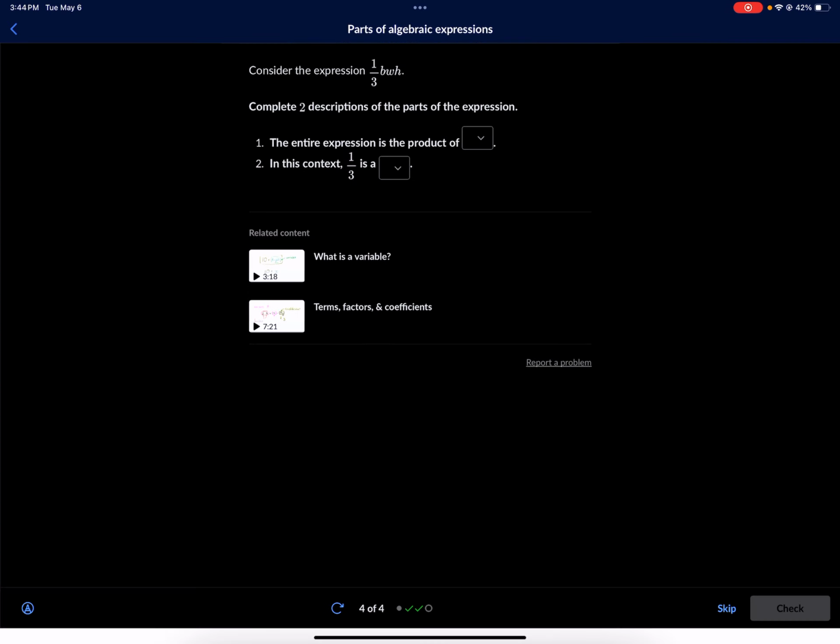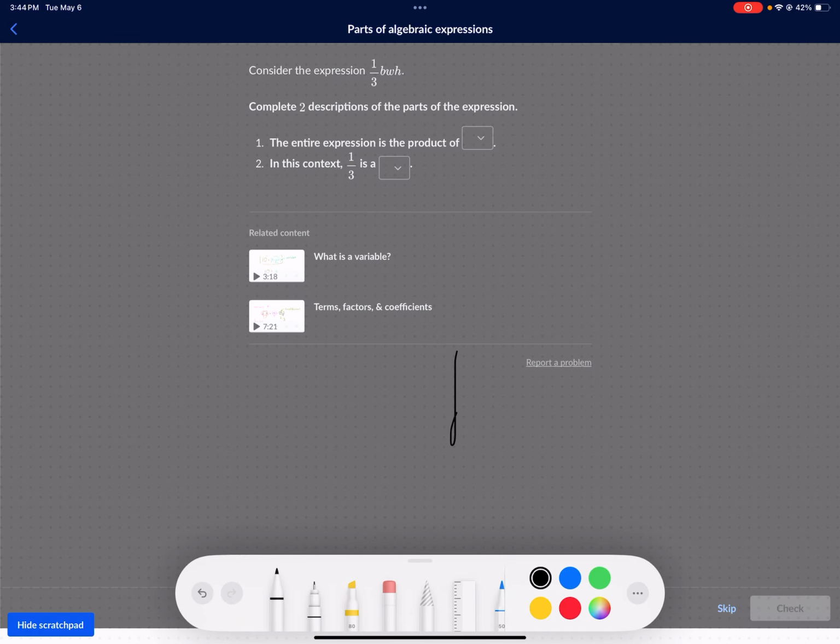So yeah, this isn't really related to... maybe we'll start doing math, who knows? Consider the expression 1/3 times b times w times h. Do you guys know where I got times from? BWH is the same thing as b times w times h. If you put it together, it basically means you're multiplying it.